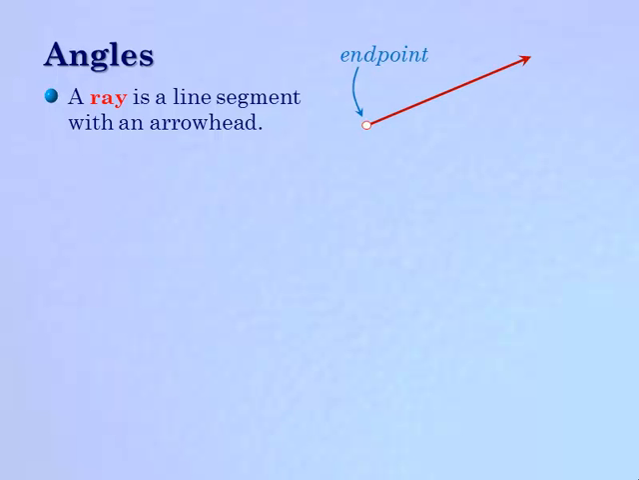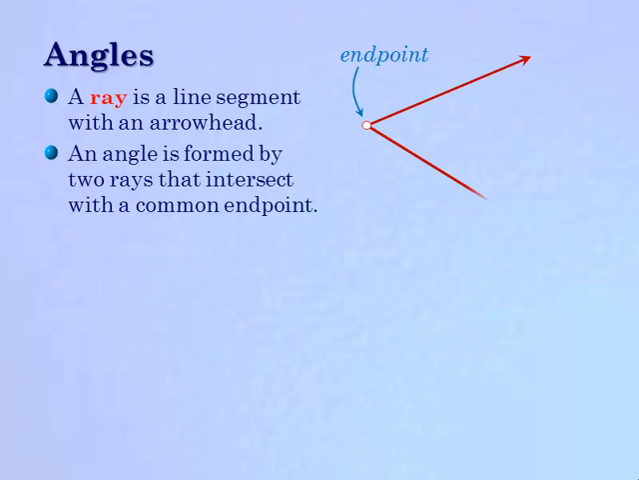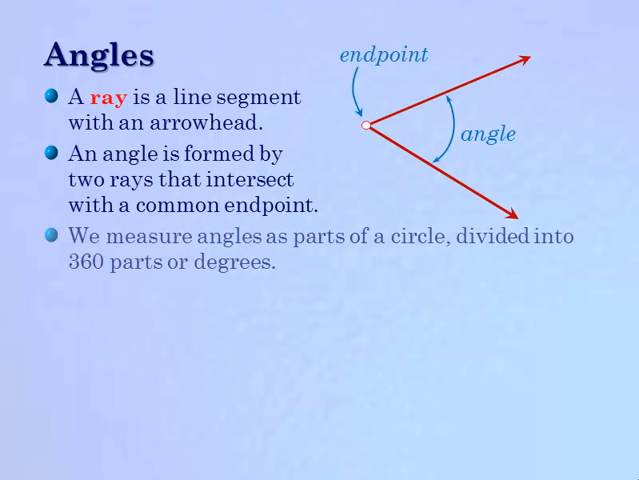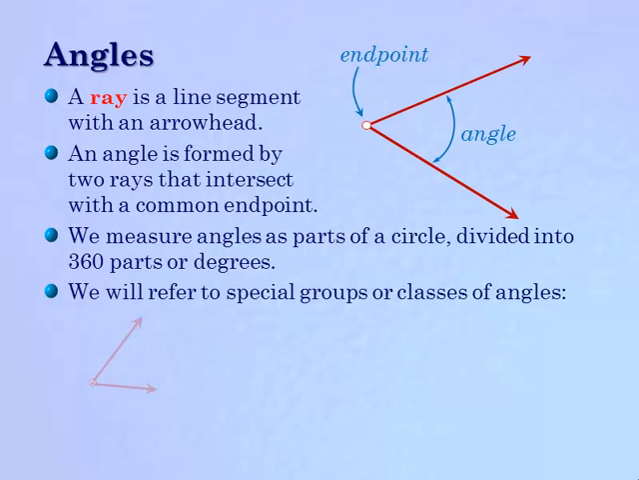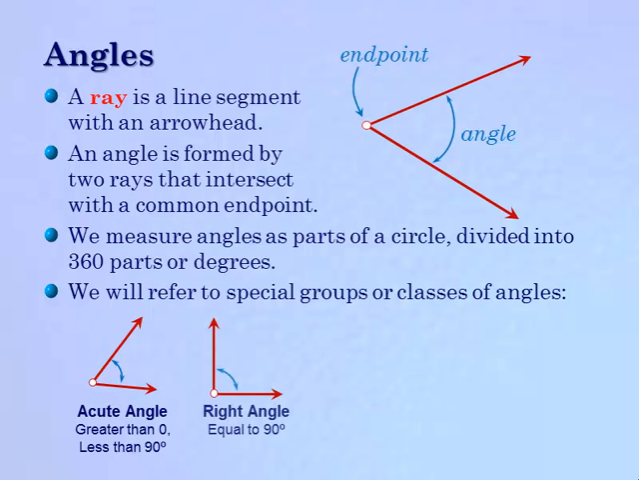A ray is a line segment that has an arrow on it, meaning that it keeps on going forever and ever, and it has an endpoint. And that endpoint is useful because if you have another ray starting at that same endpoint, you form an angle. And we want to be able to measure those angles. We measure angles using degrees. There's 360 degrees in a circle. And just like there's 60 minutes in a clock hour, each of those minutes must have 6 degrees in it, just to give you an idea of how big a degree is.